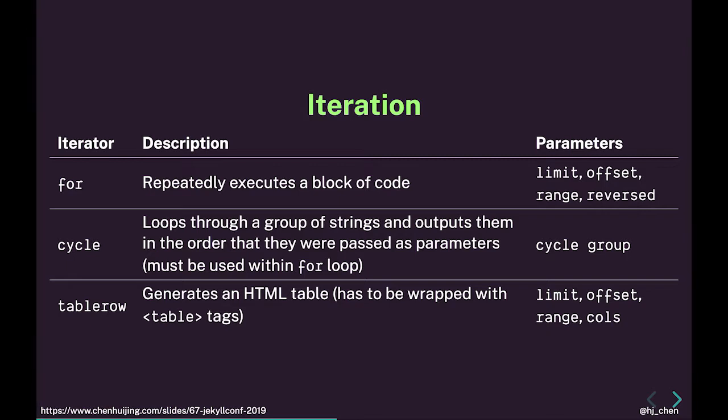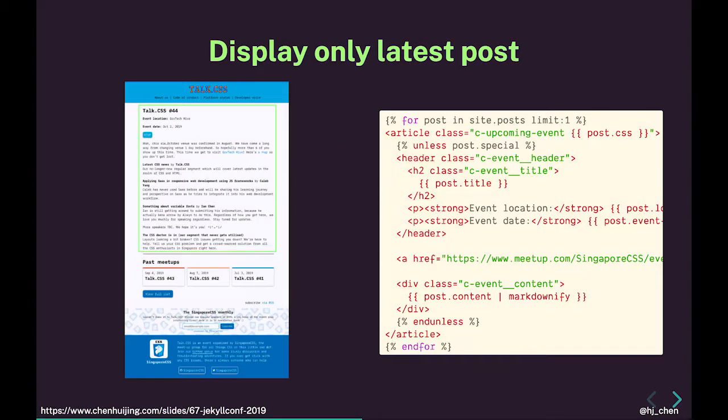So Liquid provides a very basic for loop, but also allows for the usage of parameters like limit, offset or range, and so on, which can be combined in different ways to make Jekyll quite flexible, if you will. So I'm going to illustrate some of the parameters by going through the different for loops which are currently being used on the Singapore CSS website.